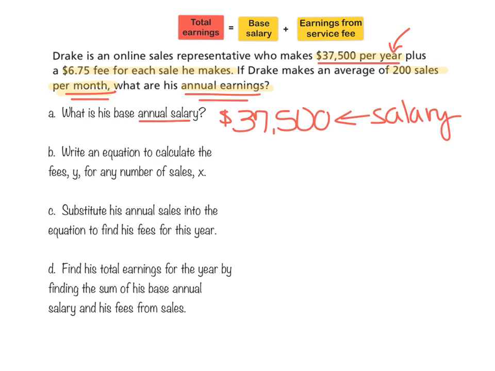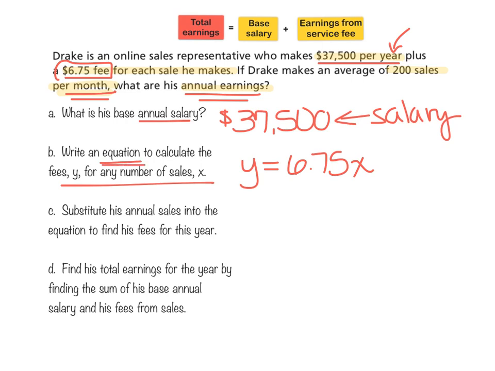Okay, next we're going to write an equation to calculate the fees for any number of sales. Well, he makes a $6.75 fee for each sale that he makes. So to get his fees, we take $6.75 and multiply that by the number of sales that he makes. So that's our equation we're going to use in order to figure out his fees.